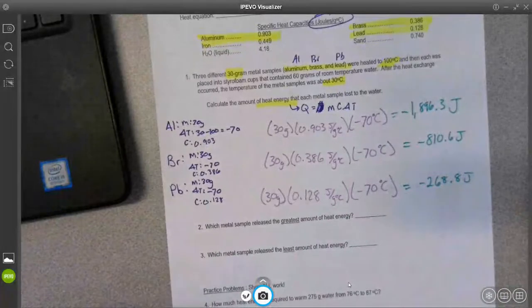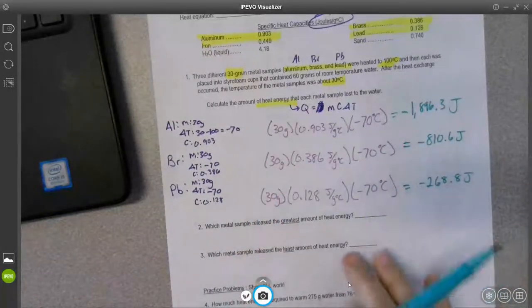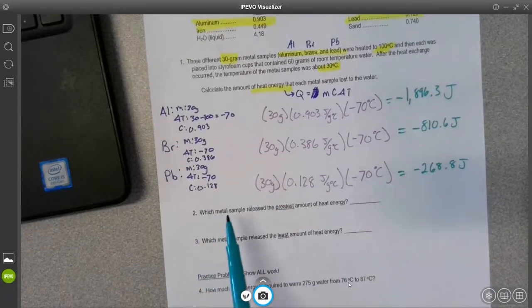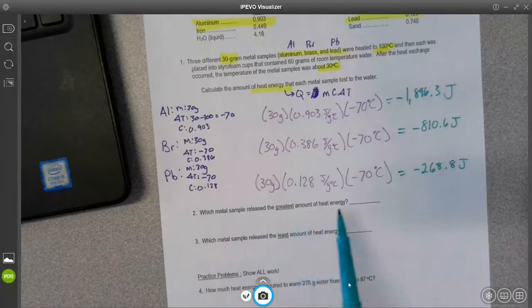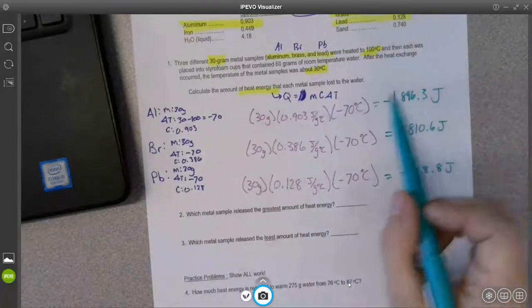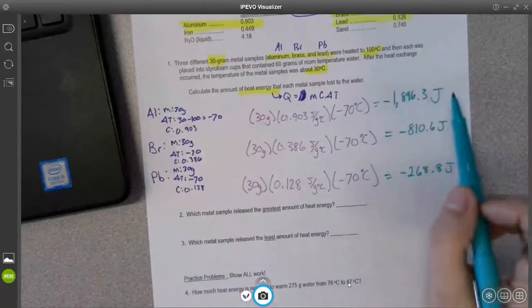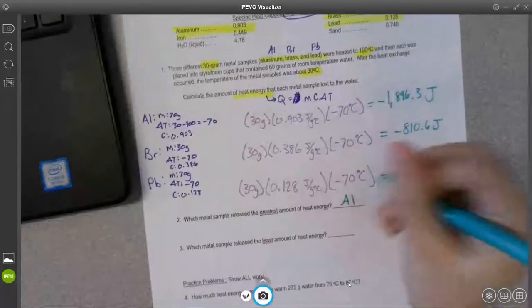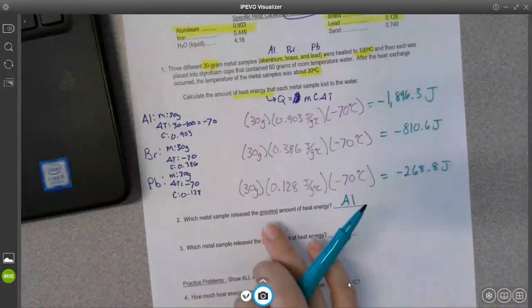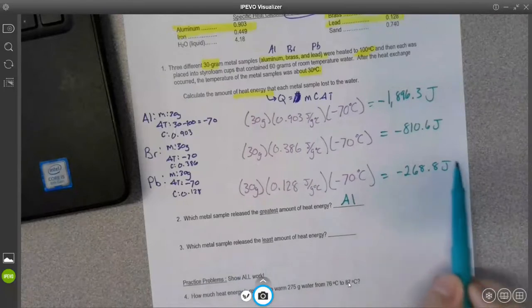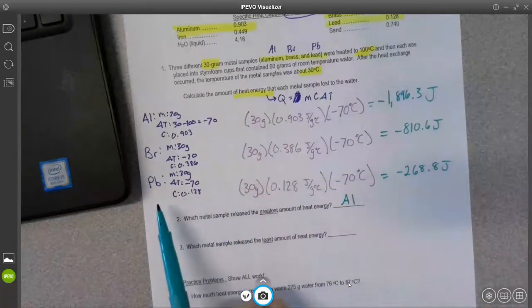Okay, so we have had 3 problems right here that we have calculated out. Let's go ahead and ask these next 2 questions. Which metal sample released the greatest amount of energy? Technically, if you look, this one right here has had the greatest amount of energy released. So that means aluminum is our metal that has released the greatest amount. Which metal sample released the least amount of heat? Well, look for the smallest number. That should be Pb, your lead.